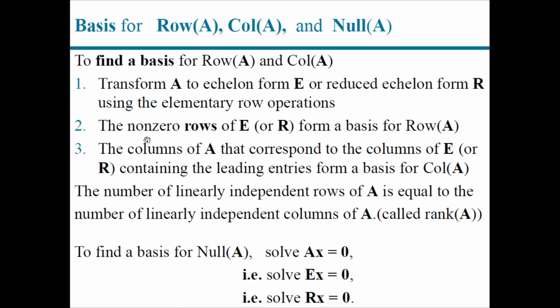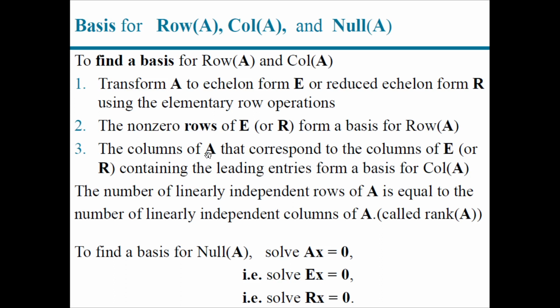All the non-zero rows of echelon form or reduced echelon form, whichever one you have, doesn't matter, will create a basis for the row space of A. So it's very simple. You get your echelon form that has all your 0 rows at the bottom. So all you are checking is non-zero rows. You take all of them, they are a basis for the row space of A. Very simple.